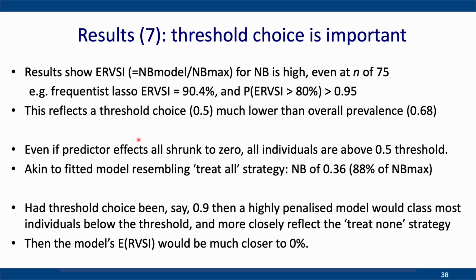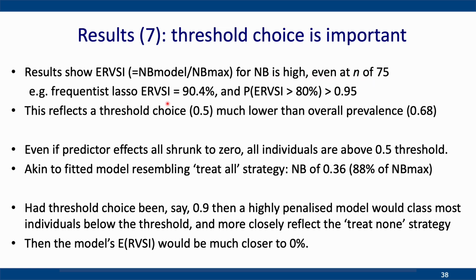Threshold choice is also important to the calculations. So I've talked about this expected value of information, or expected value of sample information, really in terms of how my model's net benefit is going to be compared to the reference model's net benefit. And I've said that really I'm aiming for that to be 90% or more. In the examples I've shown you, that's often been achieved, even at a sample size of 75.